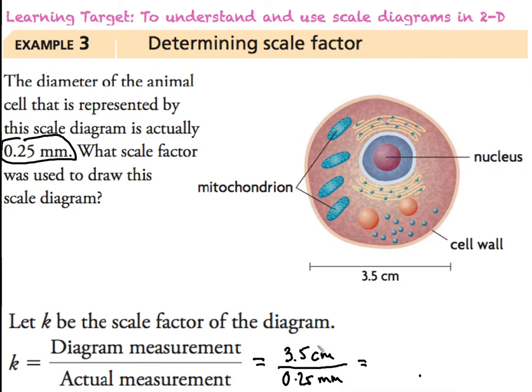centimeter is 10 millimeters. So if I multiply by a factor of 10, this would actually be 35 millimeters divided by 0.25 millimeters. So if I do that division on my calculator, I'm taking 35 divided by 0.25. My scale factor is actually 140. Okay, so this is 140 times bigger than the actual animal cell would be.